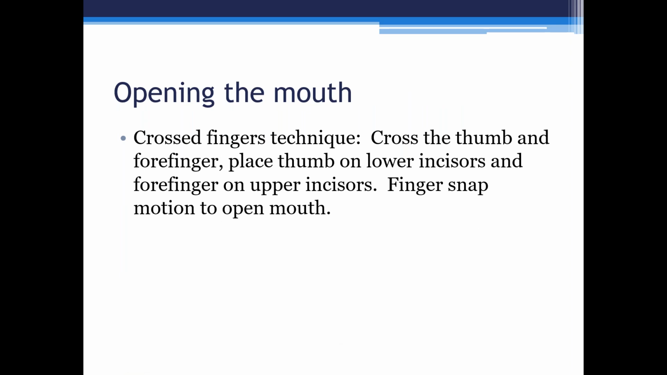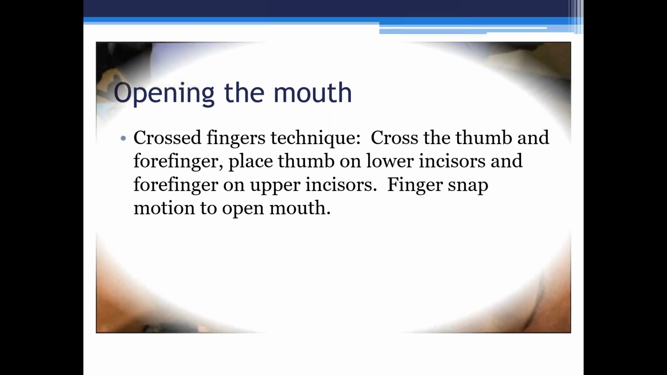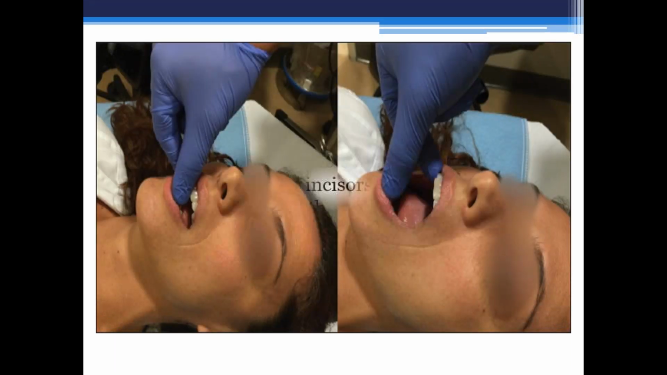So for opening up that patient's mouth to assess what's going on inside, we're going to use what's called the crossed finger technique. So we're going to cross our thumb and our forefinger. We're going to place our thumb on the lower teeth and the fingers on the upper teeth. And then we're going to use a finger snap motion. And then we're going to go ahead and open up that patient's mouth. So you can see how that is easily utilized.